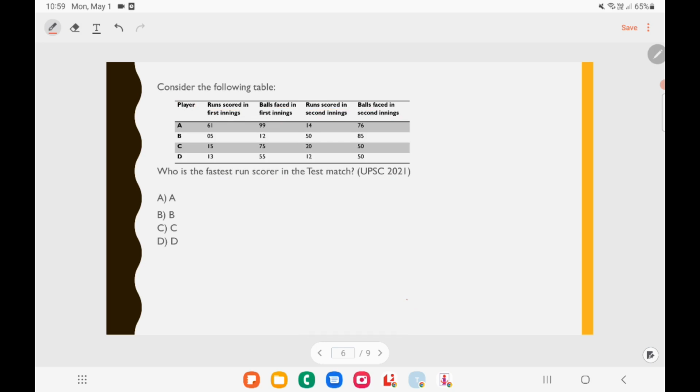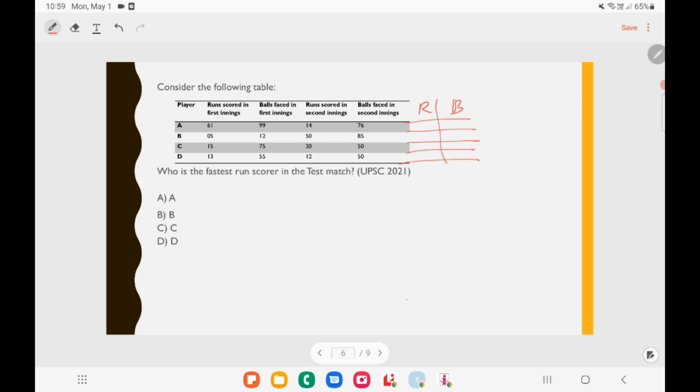Some students will take an area for rough work and draw this table again. Don't do that. You can utilize the same table itself. In the question paper itself, just draw lines like this and utilize this table itself. It will save you a lot of time. Just draw a line like this and write runs and balls. So I am going to write it here itself, and it's going to save me a lot of time.